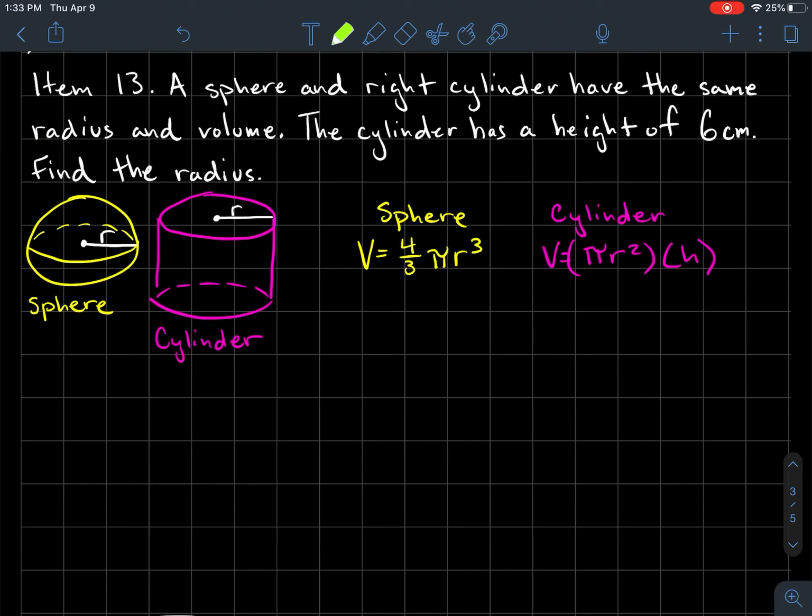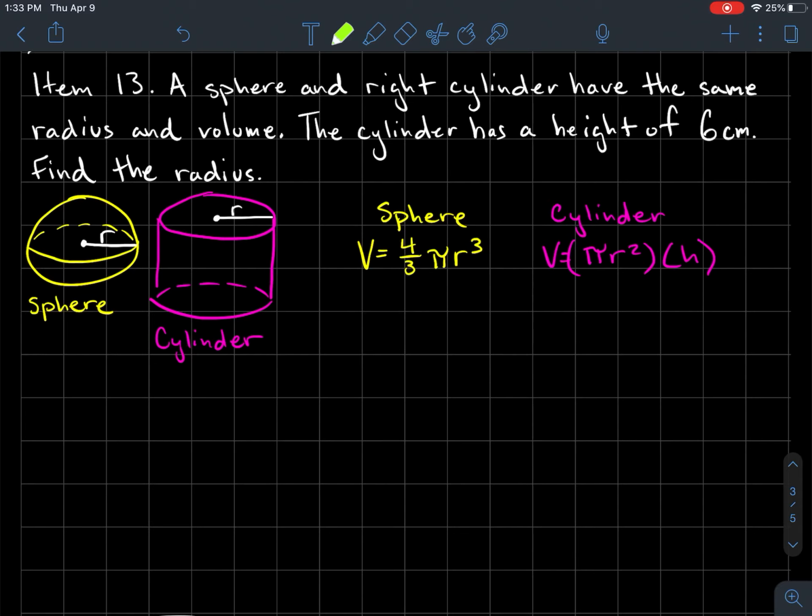Okay. The cylinder has a height of 6 centimeters. So this is another important detail. The cylinder has a height of 6 centimeters and you're asked to find the radius. So finding the radius of both shapes is what we're trying to do here.